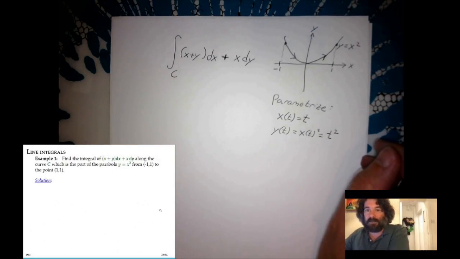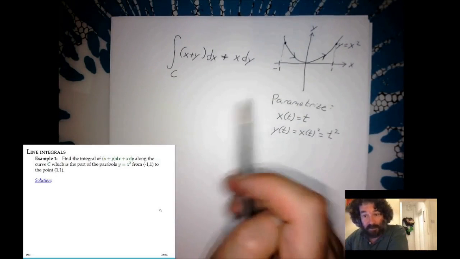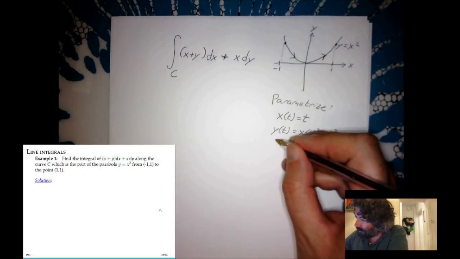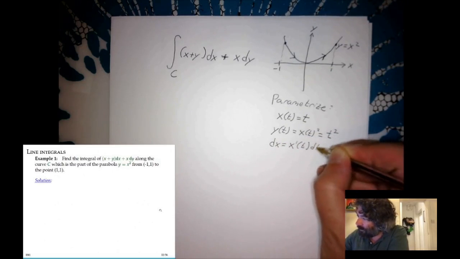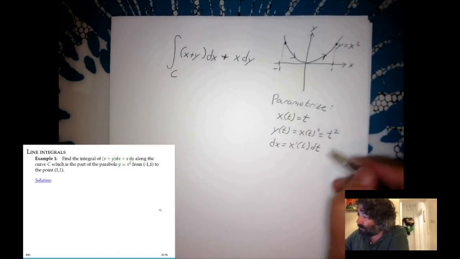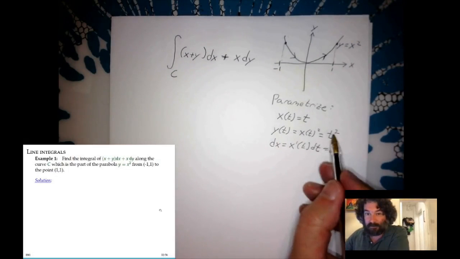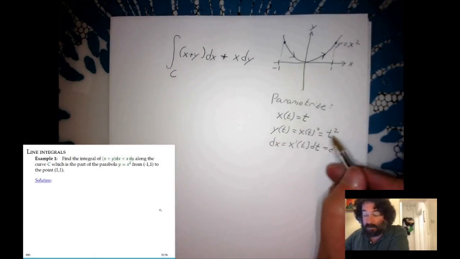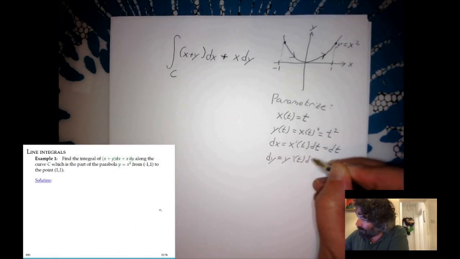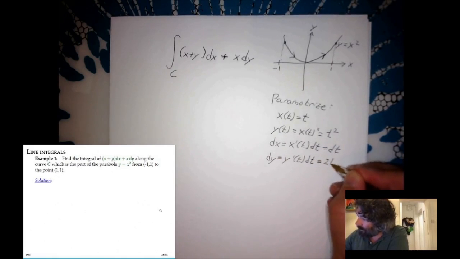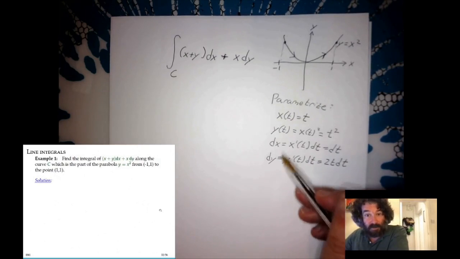All right, and so what are the dx and dy that we should use when we use this parameterization? Well, remember, dx was x prime of t dt. X is just t, so x prime of t is 1, so dx is just dt. Y of t is t squared, and so dy is y prime of t dt, and that is 2t dt in this case. Okay, so now we know what dx and dy is.